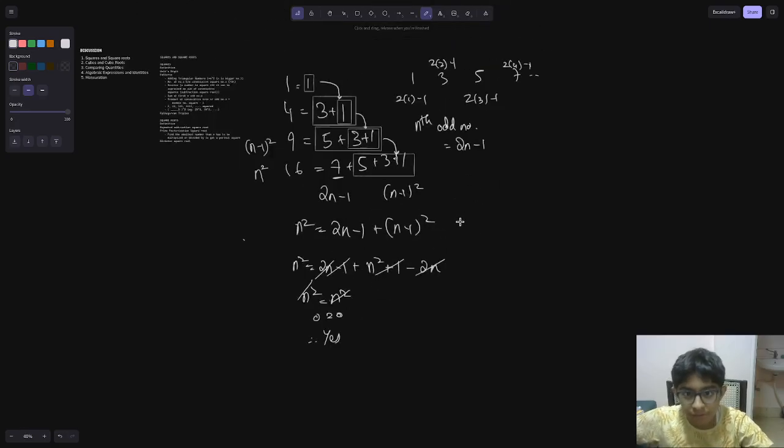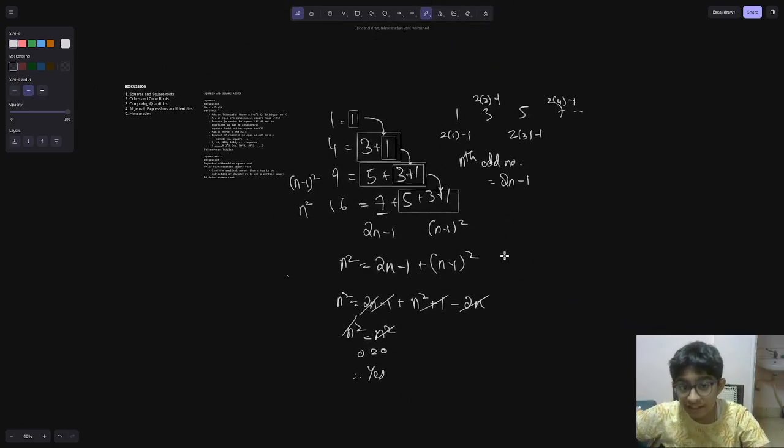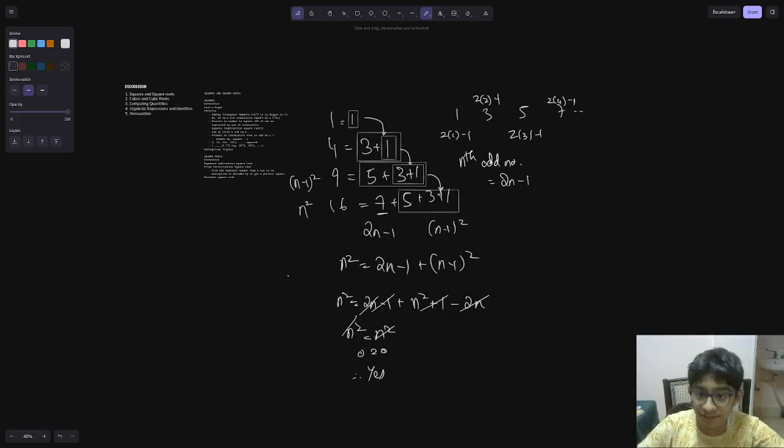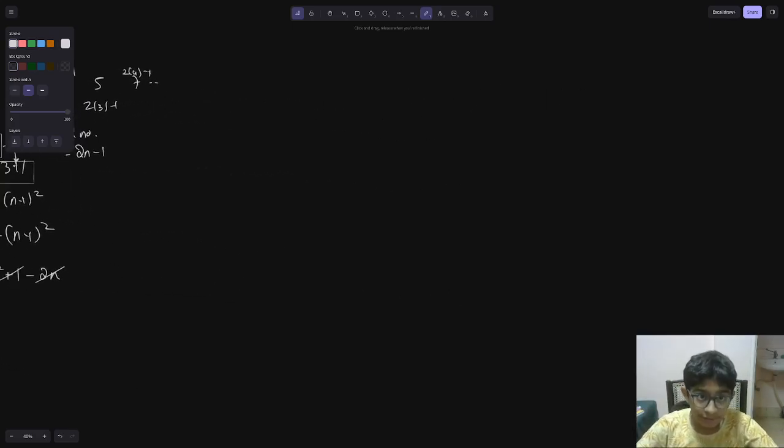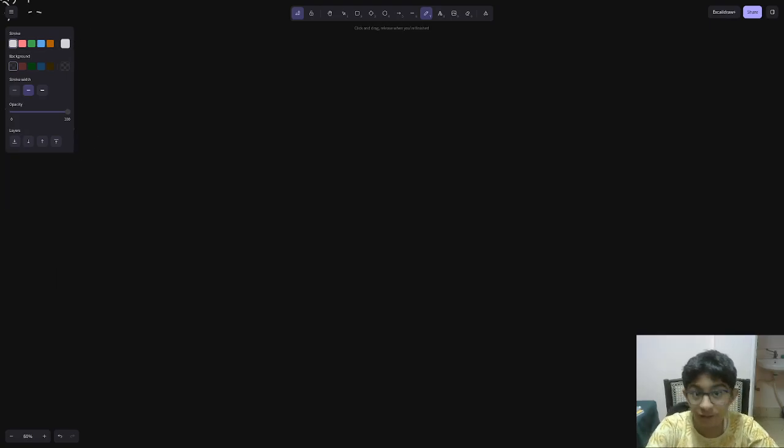So you can express any square number as the sum of odd numbers, right? The other way you can talk about this is in this way. So it's called square root by subtracting odd numbers.